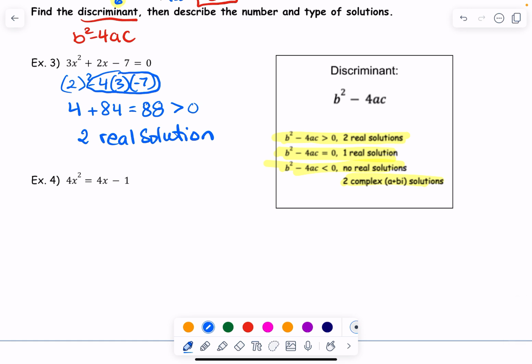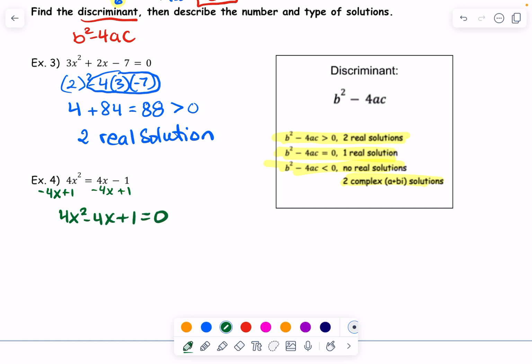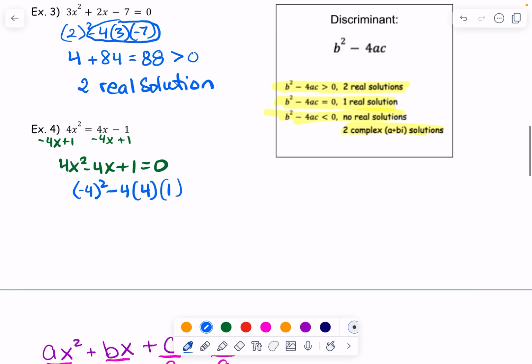Okay? All right, now what we're going to do is we're going to do the next one, but we can't even get a discriminant unless it's in standard form. So we have 4x squared minus 4x plus 1 is equal to 0. So our b is negative 4 squared minus 4ac, and our a is 4 and our c is 1. So this is 16 minus 16. Oh my gosh, that's 0.